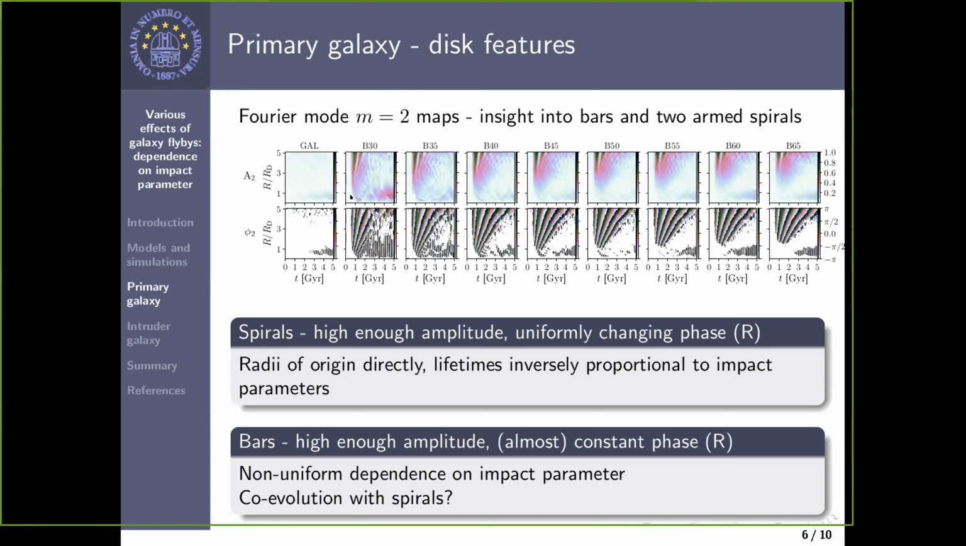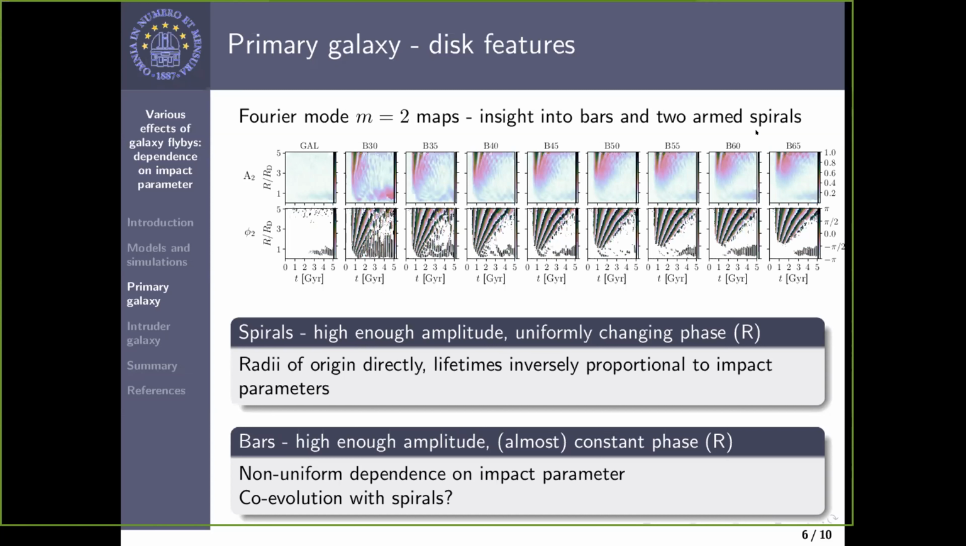Spiral arms actually show really nice dependence on input parameters, since in close approach, their radii of origin is lower, so they start almost at the center. The spiral arms are almost nuclear in the closest approach. As we go towards higher impact parameters, the radii of origin shift towards outer parts of the disk. So in a way, it's directly proportional to impact parameters, but their lifetimes are inversely proportional, since these strong and almost nuclear spiral arms tend to wind up and dissolve faster.